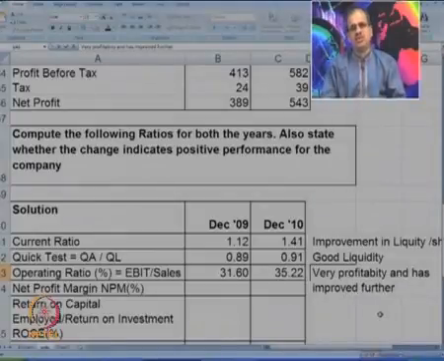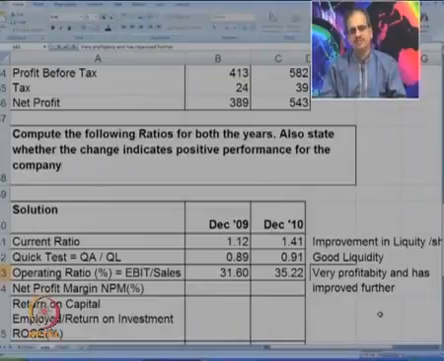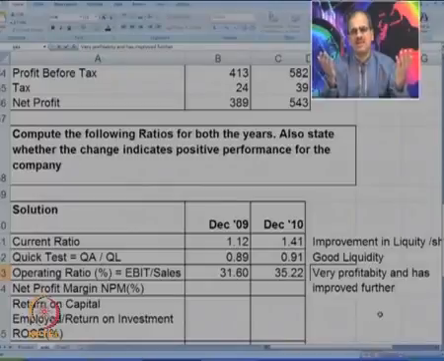Okay, making sense to you? Now, what is very good we do not know, but definitely more than 30% is a good profitability margin for the company.